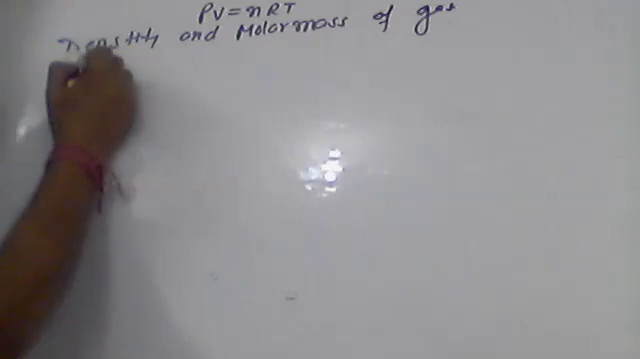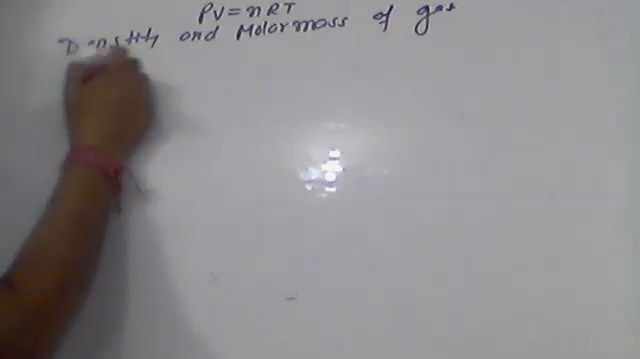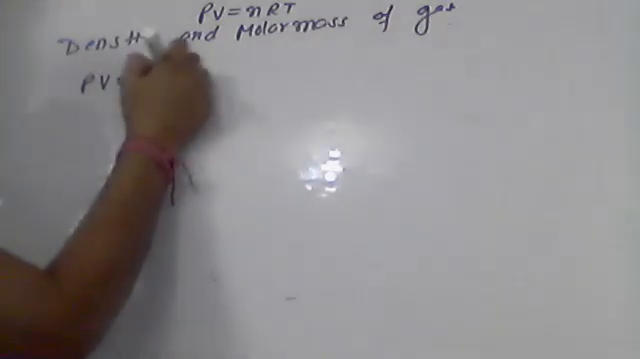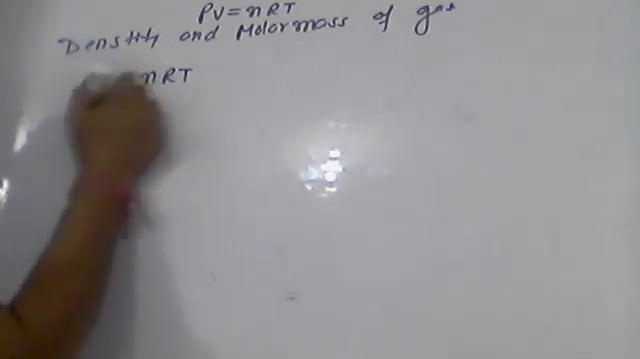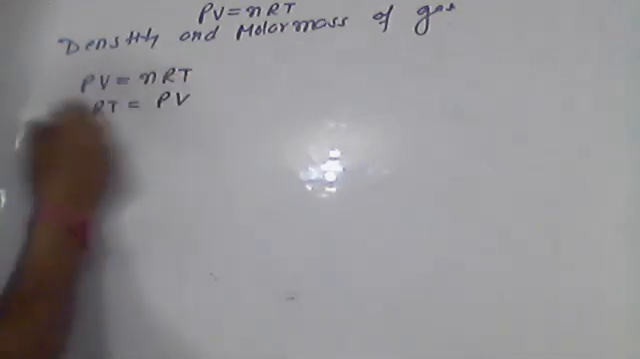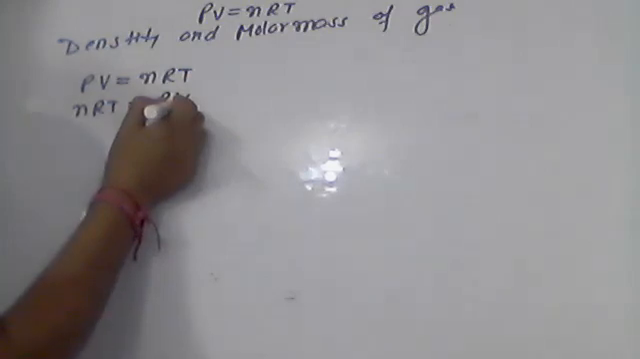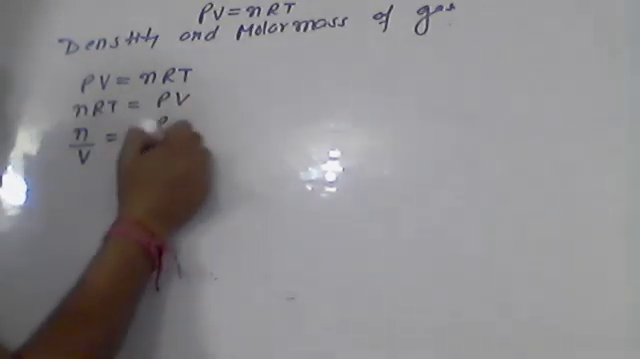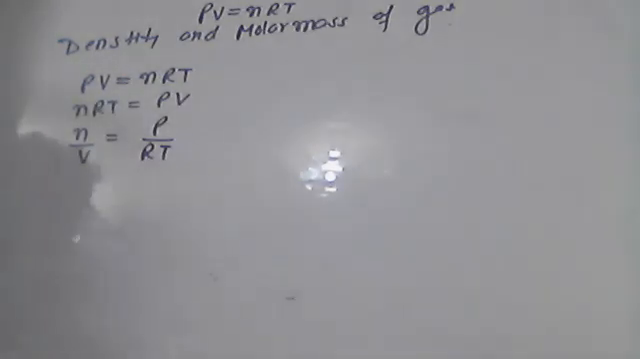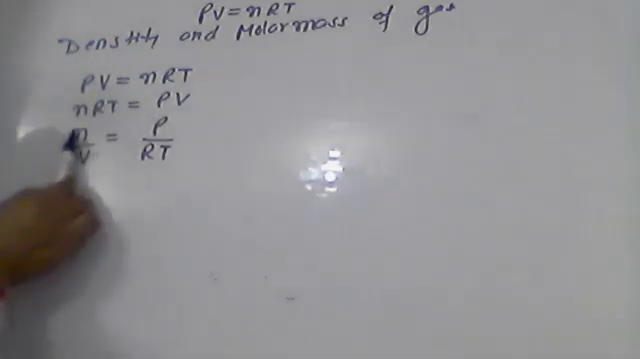So very simply we can derive the relation. I'm going to write PV = nRT, or I can write nRT = PV. Bringing V down, n/V = P/RT. I hope so. It should be a simple thing and clear to all of you. n/V = P/RT.